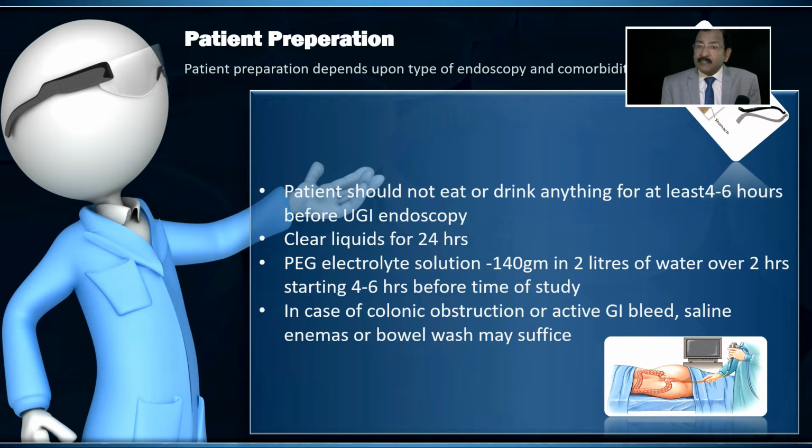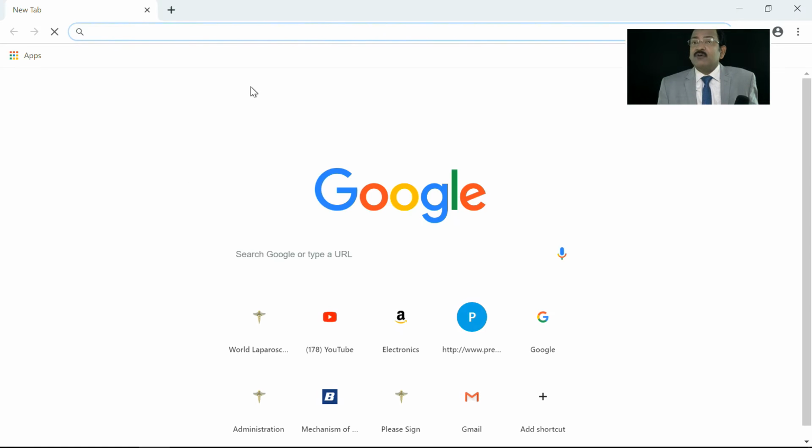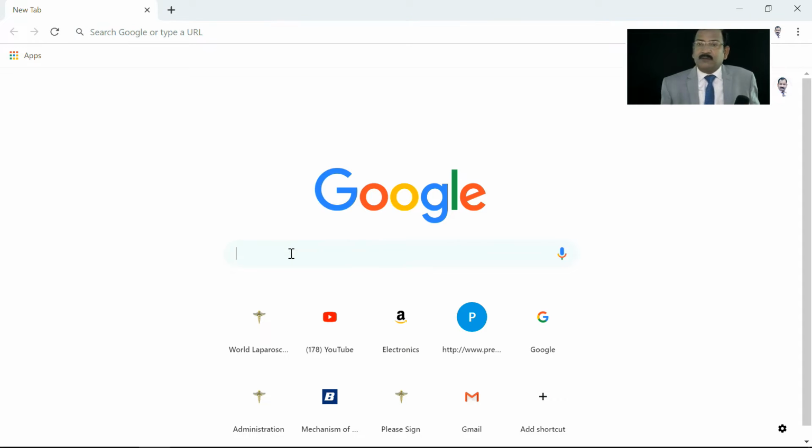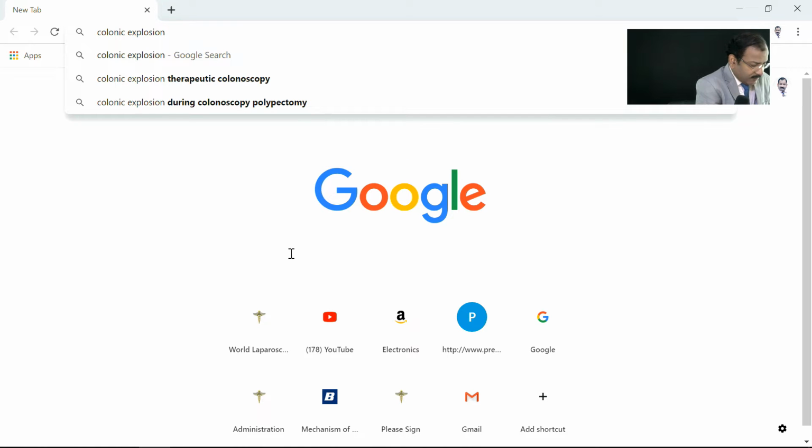If you have to do it in an emergency, you don't have time because the patient has active bleeding, polyp bleeding in the colon, or other problems, in those situations a saline enema should be given. Remember, mannitol enema or soap water enema should always be avoided, because one of the dangerous complications of an unknown soap water enema or saline enema is colonic explosion. Colonic explosion is a disaster which can happen if you use this type of enema.